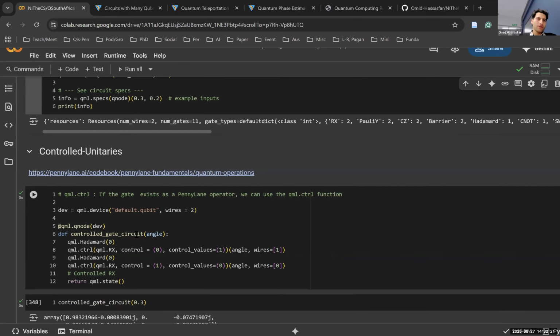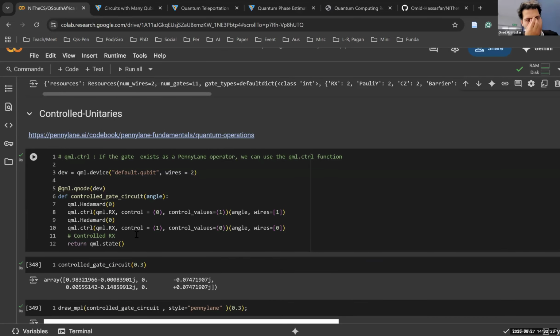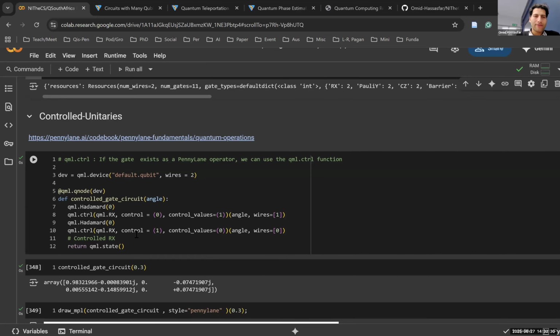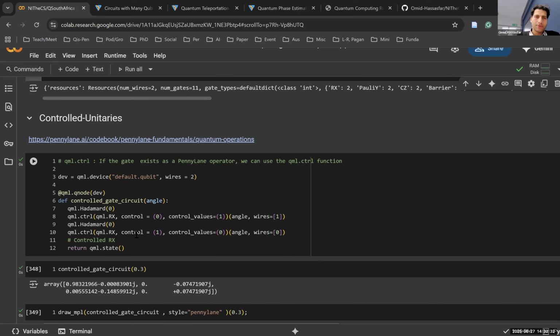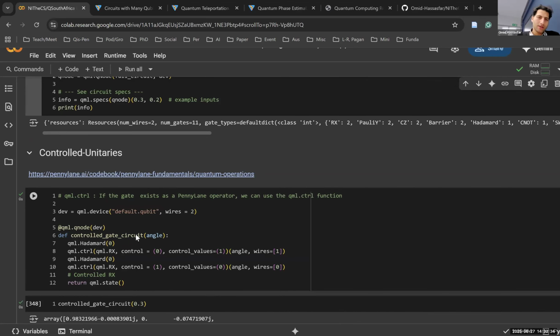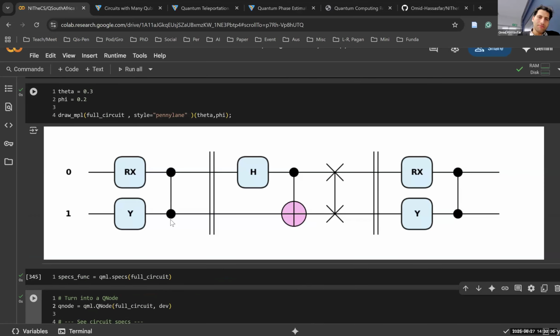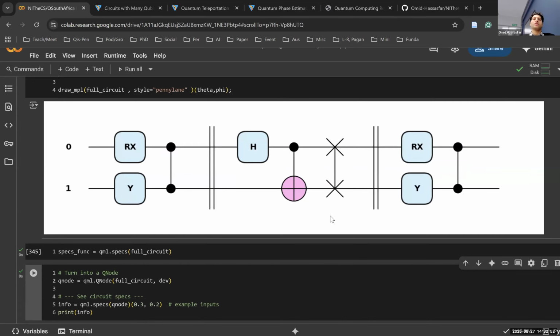Another thing is controlled unitaries that you need to learn. What does it mean, controlled unitary? Sometimes you have some specific function like this one, which is CZ, or this one, which is CNOT. Okay, you have this. Or I didn't mention, but with the Toffoli gate you also have CCNOT. And this is the swap gate. So these are 2-qubit gates, which are controlled.